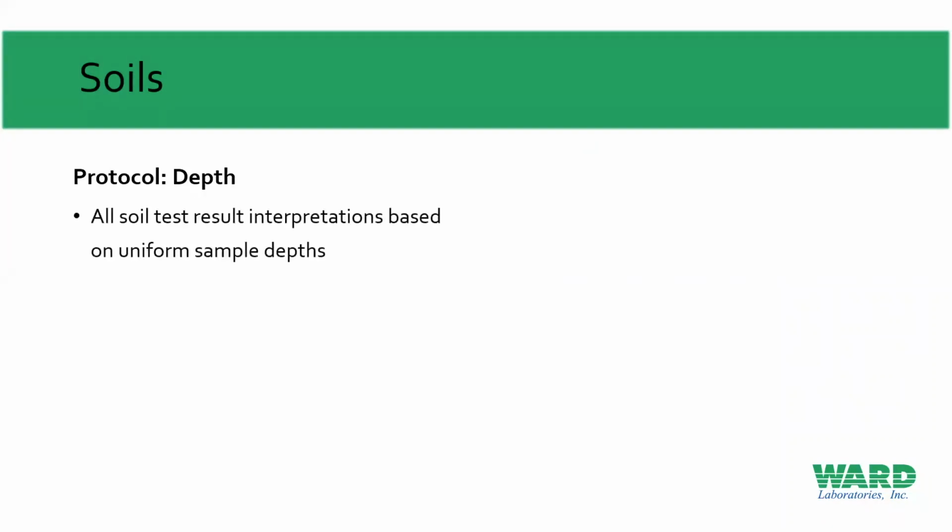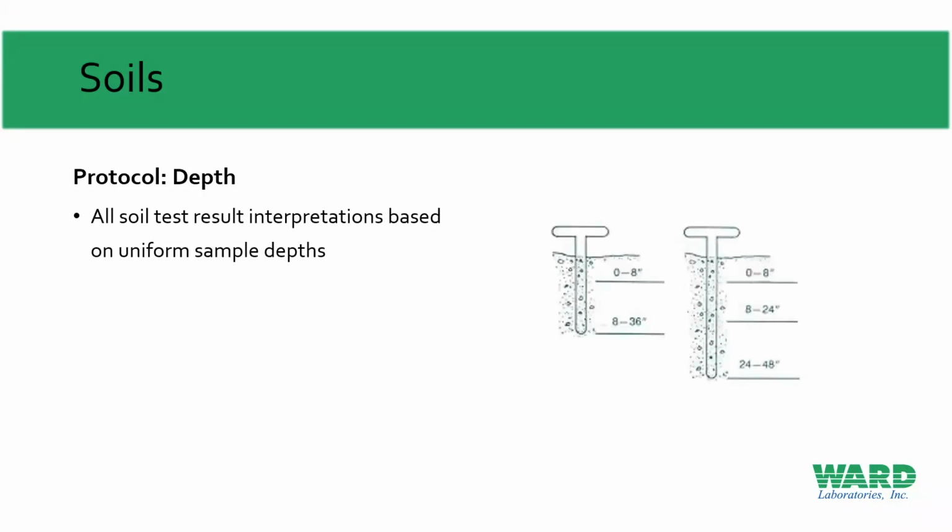The first would be soil depth. All soil tests, the interpretation of the data, is based on some sort of uniform depth of sampling. Most if not all of these interpretations are based on historic university work. Each lab might have their own data set to help validate how to interpret their results. Most often, we think of a 0 to 6 inch or a 0 to 8 inch soil sample.